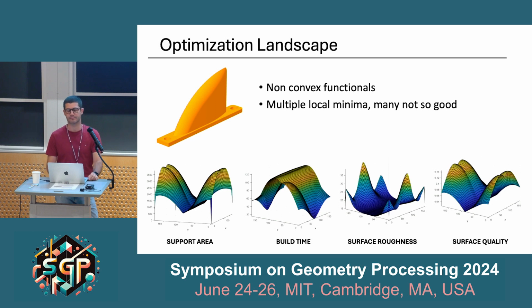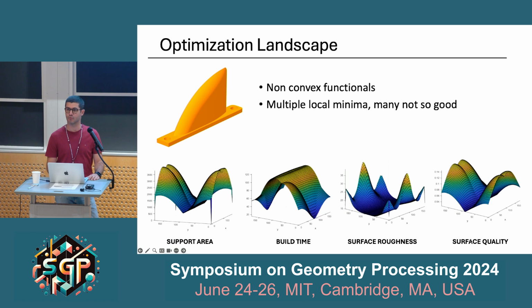The problem with optimizing the orientation direction is that the landscape of the functionals that you want to optimize is not really nice, in the sense that typically these are non-convex functionals, and they contain lots of local minima. So if you want to optimize this, it's not easy. For example, in this case, you can see this orange part, and here we have 4 plots, which are essentially plotting the function that denotes the supporting area, the building time, the surface roughness, and the surface quality.